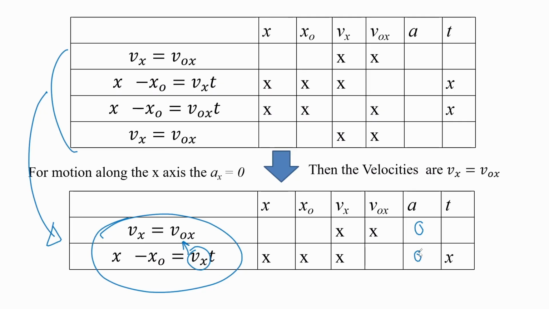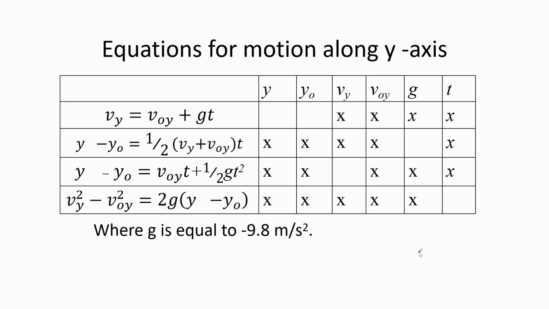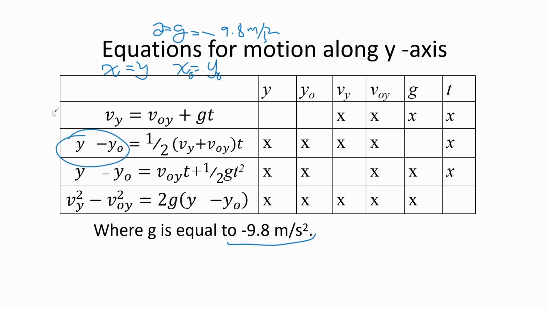Okay, let's go to the equations of motion along y. We showed this one earlier in module 2. The acceleration we simply replace by g, which is equal to negative 9.8 meters per second squared. The x we replace with y, and x naught with y naught. So we keep the functions. The only thing is that one parameter, g, is treated as a constant. Okay, g has a value of 9.8.